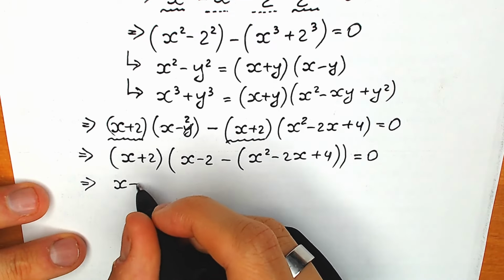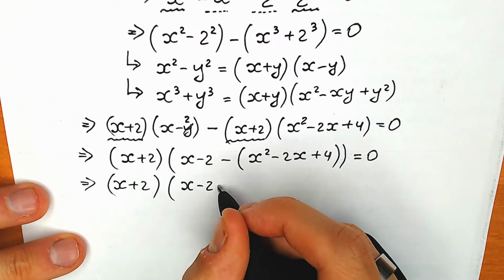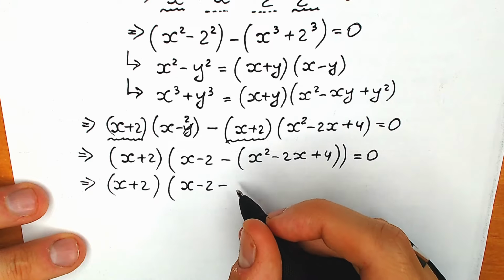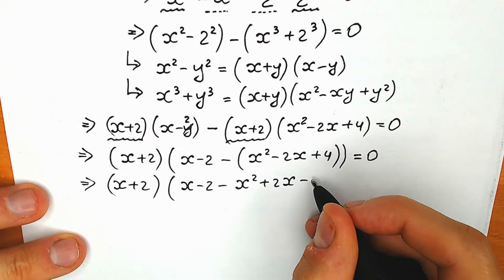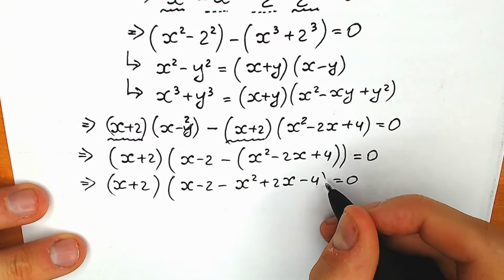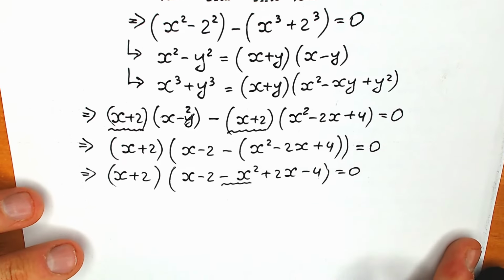So we have x plus 2 right here. And what do we have? X minus 2, the same beginning, but right here, let's change all the signs. So we have minus x squared plus 2x and minus 4 equal to 0. Right now, let's find the common things. We have minus x squared.